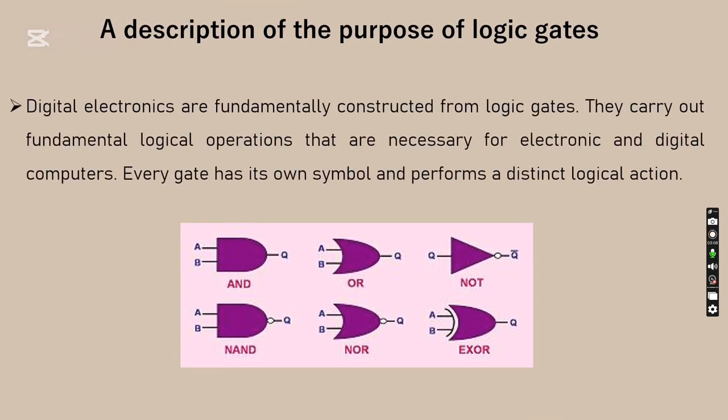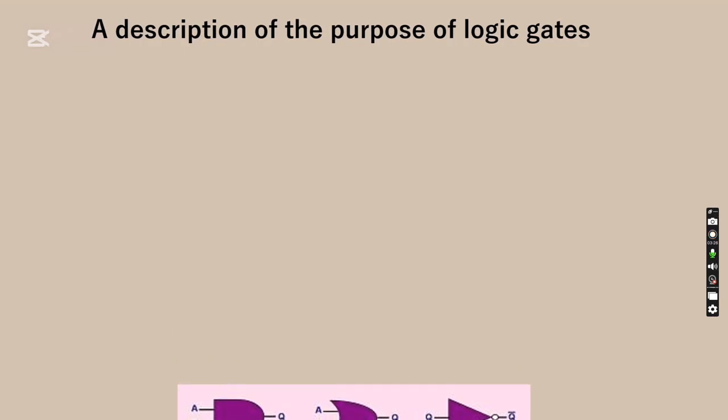A description of the purpose of logic gates. Digital electronics are fundamentally constructed from logic gates. They carry out fundamental logical operations that are necessary for electronic and digital computers. Every gate has its own symbol and performs a distinct logical operation.